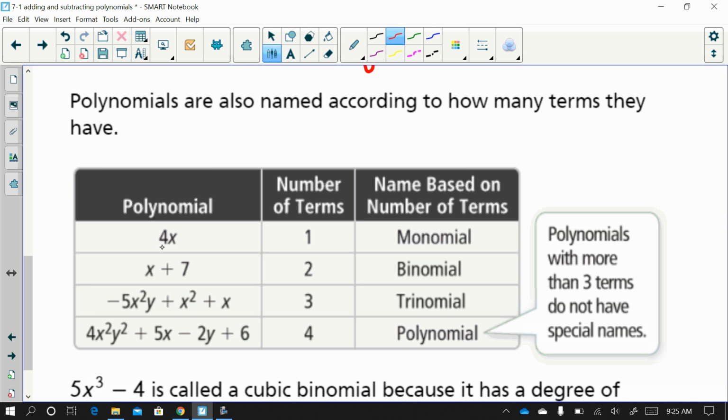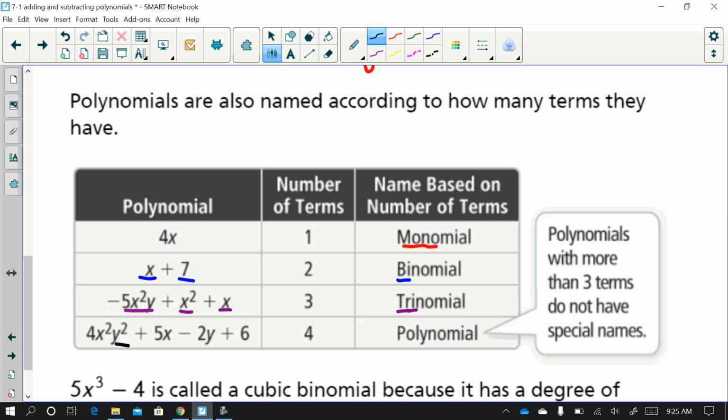Okay, so my first example, 4x, there's only one term there. We call that a monomial. And notice the prefix mono. Okay, the next one, we have 1, 2 terms, so we call it a binomial. The prefix bi means 2. Then we have negative 5x squared y plus x squared plus x. 3 terms there, call it a trinomial.